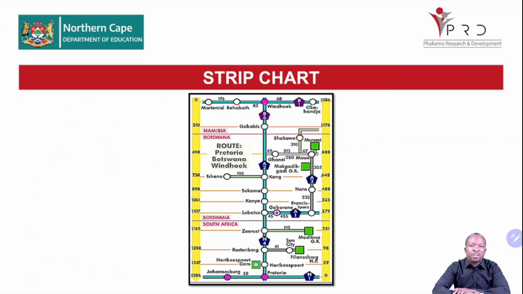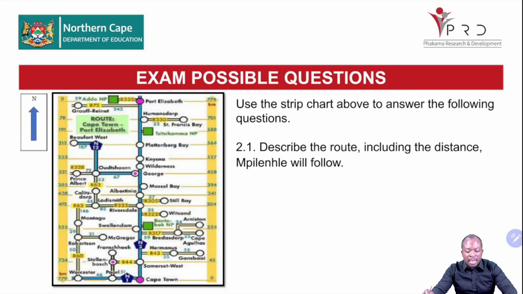This is an example of a strip chart. How do you know it's a strip chart? You will know that on the left and on the right, there are distances that are already calibrated. So if we are traveling between two places, it's very easy for us to determine the distances. Like here it says, use the strip chart above to answer the following questions. Describe the route, including the distance Mpilontle will follow. So it means Mpilontle is going from one place to the other.